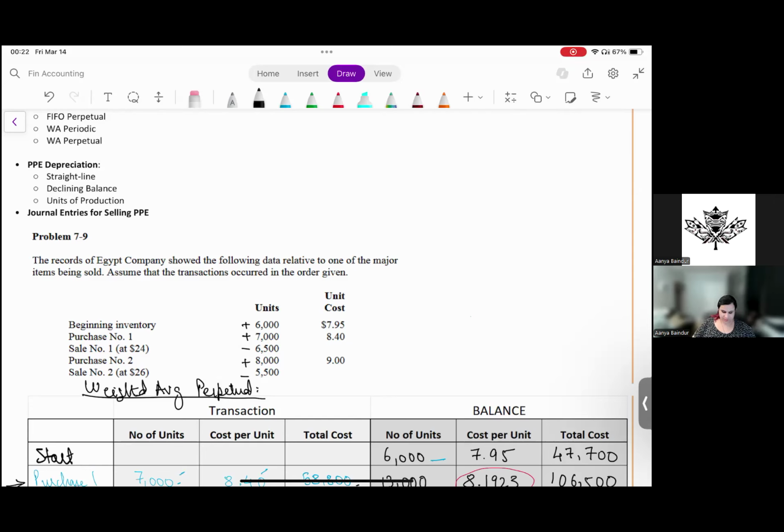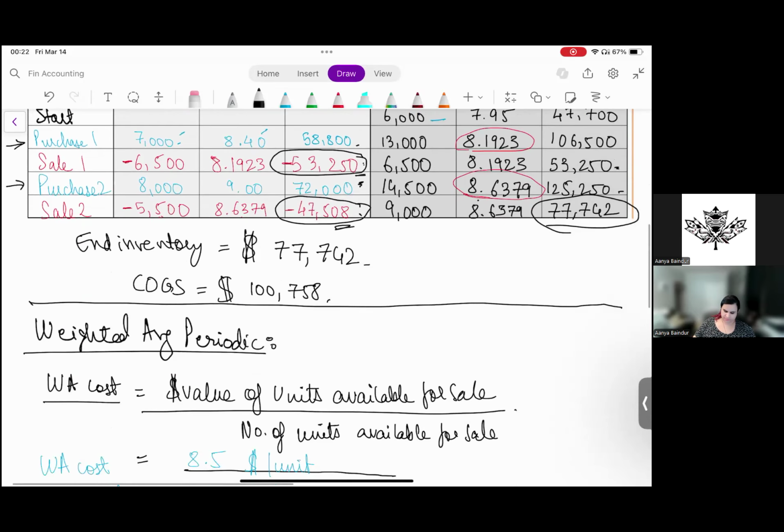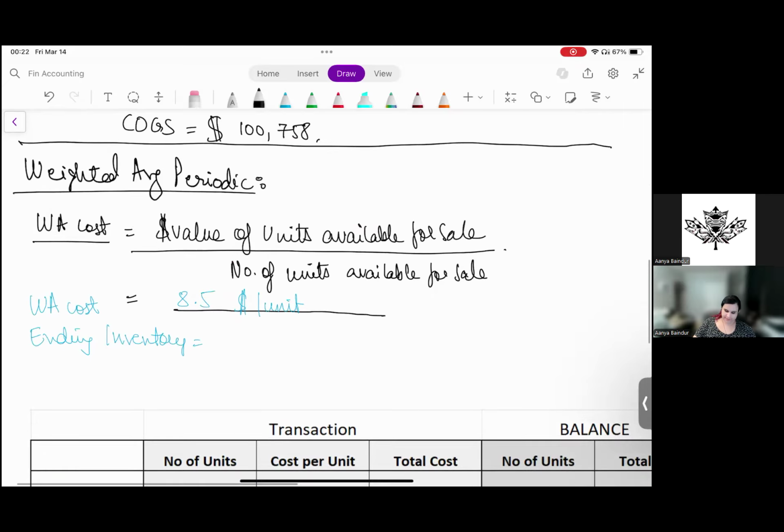6,000 plus 7,000 minus 6,500 plus 8,000 minus 5,500. So our ending inventory numbers, adding all of these gives you 9,000. The ending inventory is equal to 9,000 units times this cost, 8.5, which gives us 76,500.